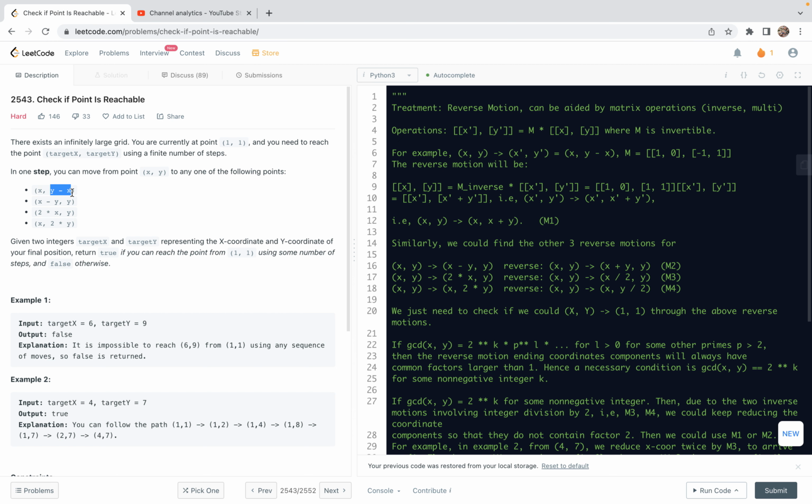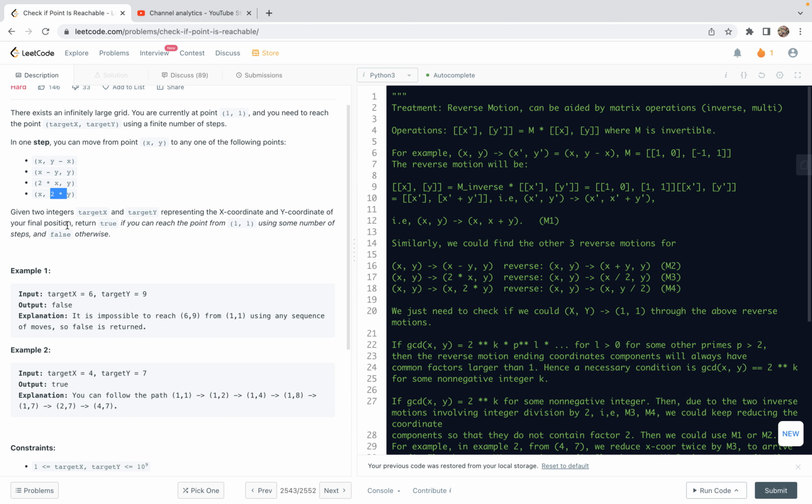For example, the first one is moving from (x, y) to (x, y minus x). In other words, the y-coordinate changes to be the difference of the y-coordinate and the x-coordinate. Similarly for the second one. The third one is to amplify the x-coordinate by 2, and the fourth one is to amplify the y-coordinate by 2.